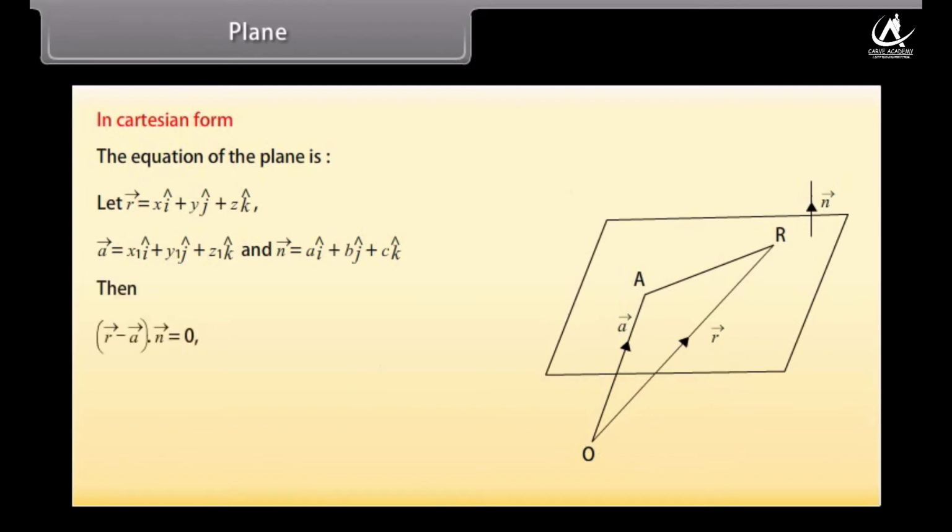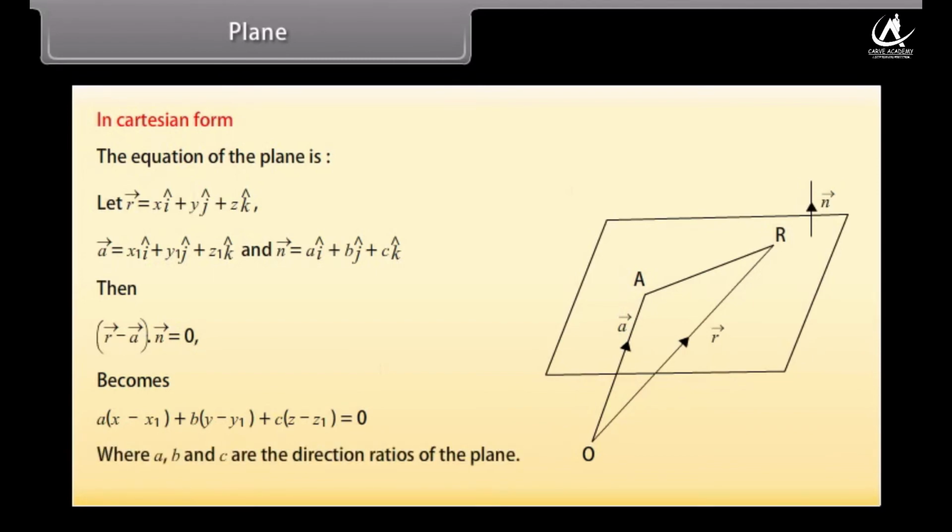Then, the dot product of vector r minus vector A and vector n equals 0 becomes a into (x minus x1) plus b into (y minus y1) plus c into (z minus z1) equals 0, where a, b, and c are the direction ratios of the plane.